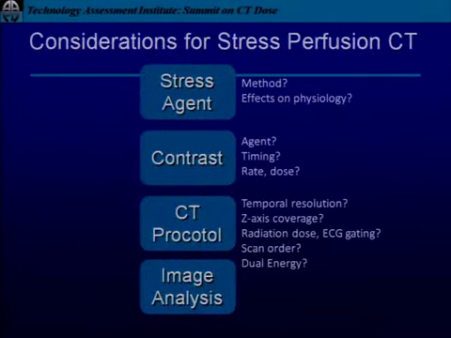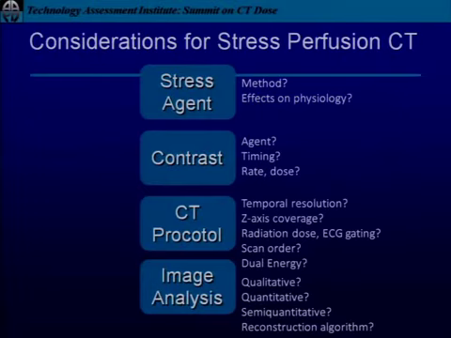So when you're considering a stress perfusion CT for the heart, there are several questions one needs to address. Okay, what is the stress agent that we're going to use? What contrast, at what dose, what timing, and what's the rate? What is the CT protocol? Are we going to do prospective scanning, retrospective scanning? How are we going to do the scanning? And how is the image analysis going to be done?